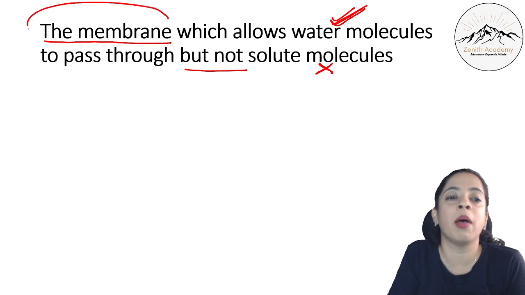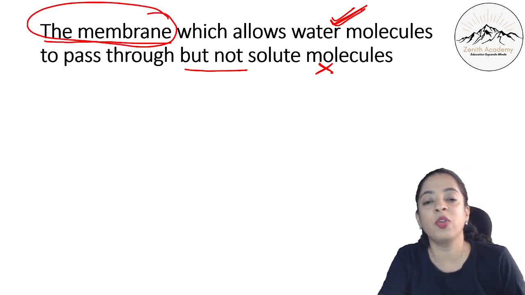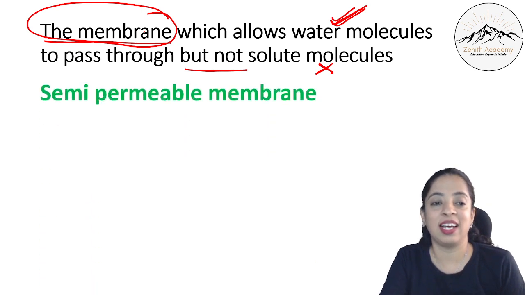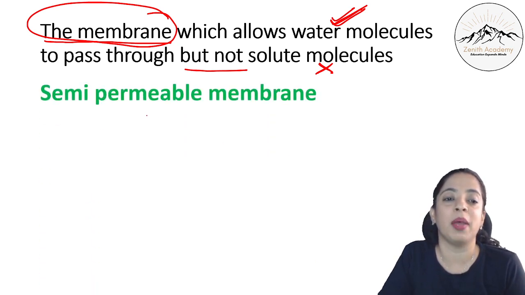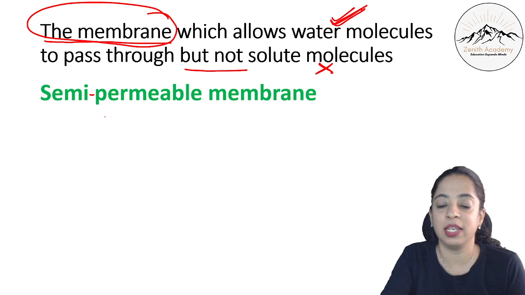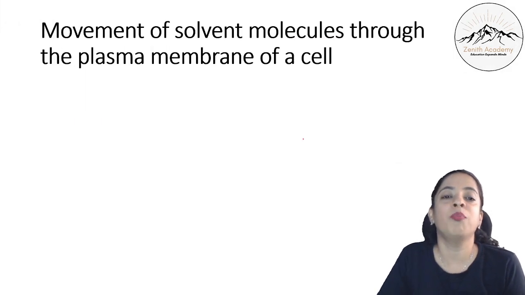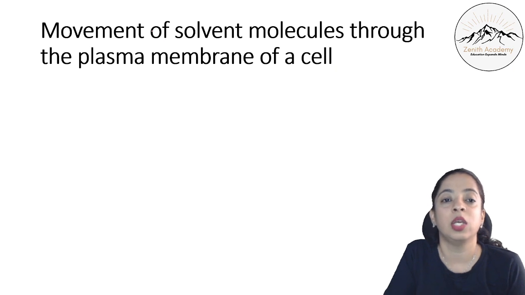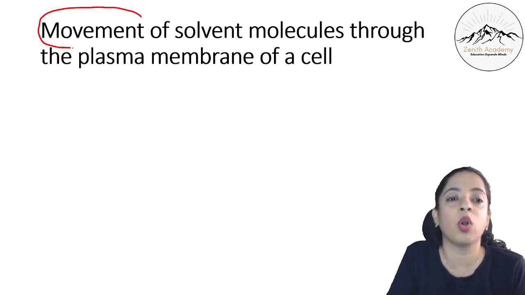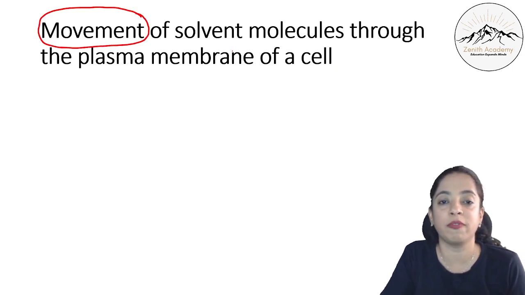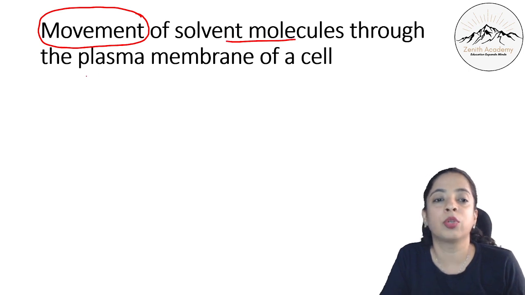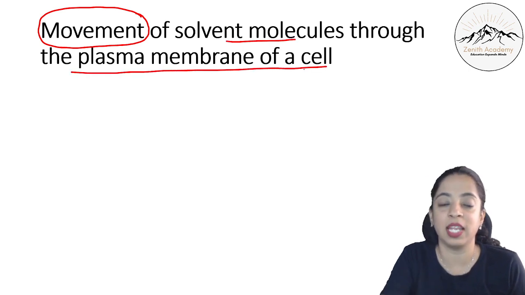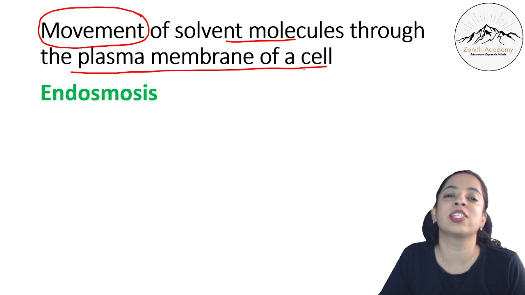So what is that membrane known as? By now you all must have written the answer in the comments. The answer is semi-permeable membrane. Okay, let's go ahead. The movement of solvent molecules through the plasma membrane of a cell. So what is that movement called? They have asked you movement of solvent molecules through the plasma membrane of a cell. That movement is known as endosmosis.